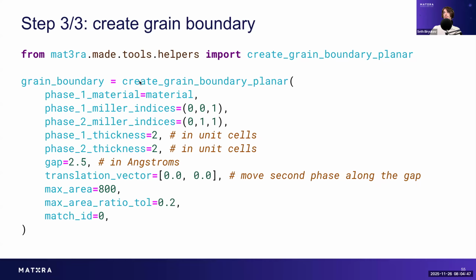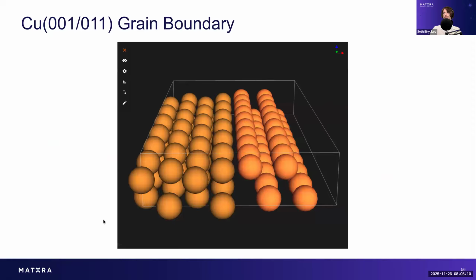This will yield multiple ZSL matches, and then we can select which match we want to get. And here we select one with the lowest strain, and then they are arranged to have lowest size as well. So, and as a result, we should get a grain boundary.